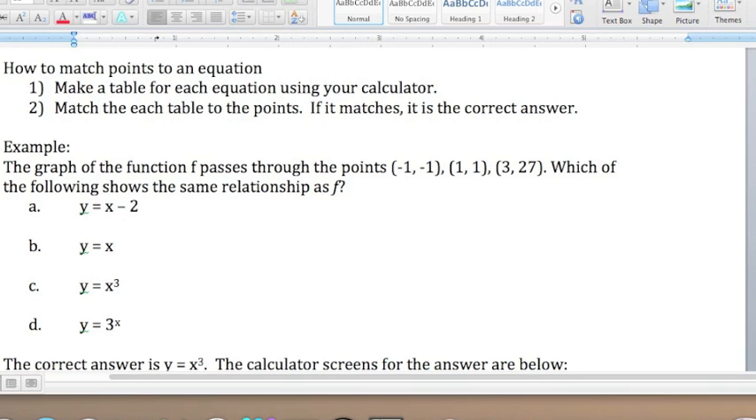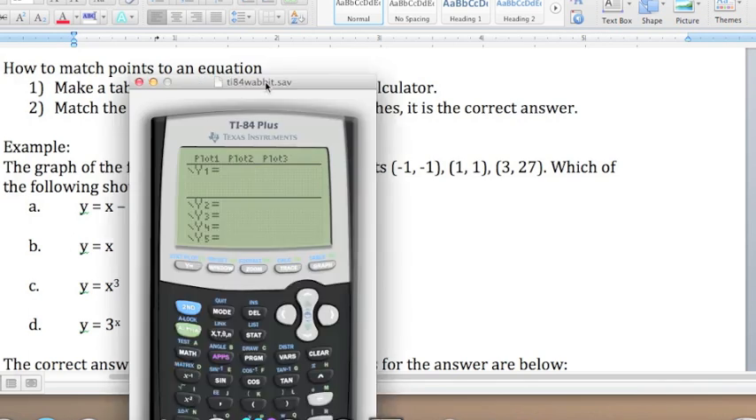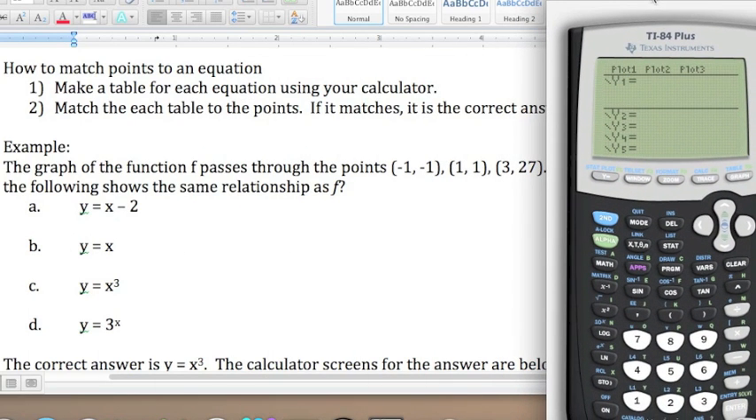Get your calculator going, get it turned on, and go to your y equals screen by pressing y equals. And let's type out that first equation, x minus 2. So x minus 2. Press enter. And let's check answer choice A.